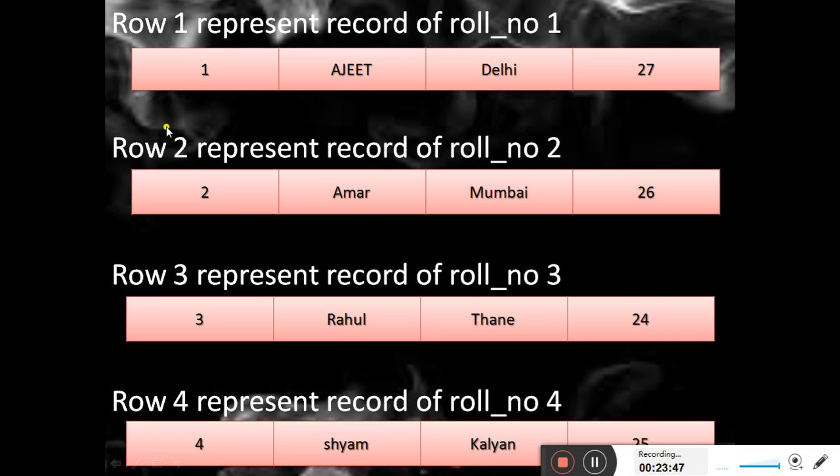The first row represents the record of roll number 1, the second row represents the record of roll number 2, the third row represents the record of roll number 3, and the fourth row represents the record of roll number 4. So these are called records. This is the first record, this is another record, this is the third record, and this is the fourth record.